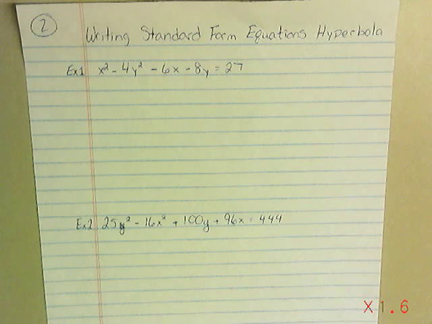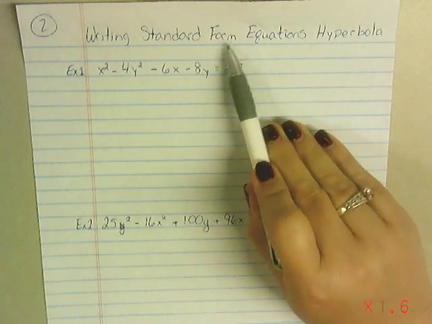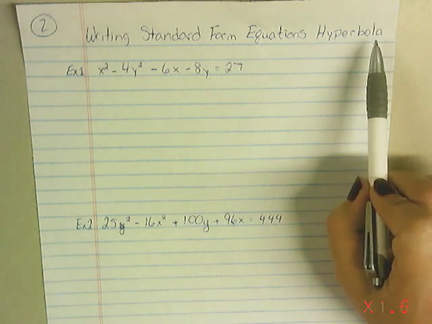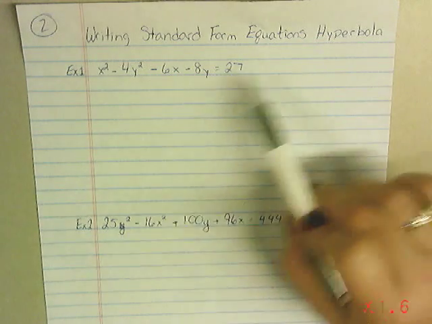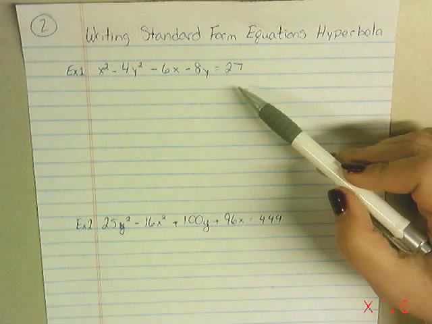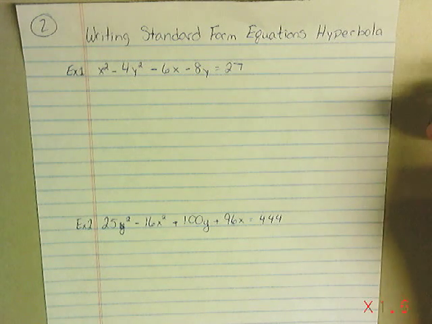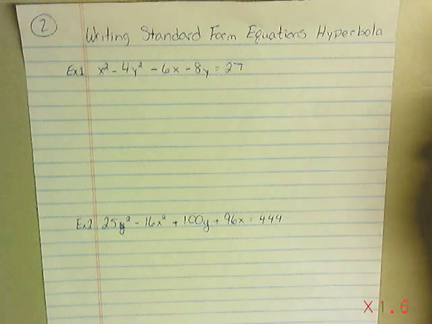Okay, here we go again. Today we are going to be writing standard form equations for a hyperbola. So this is in that expanded kind of general form that we don't really care for because it's not easy to see what we're doing. You did this with ellipses, so it's going to be very similar. There's just going to be a couple of things that you have to watch out for.